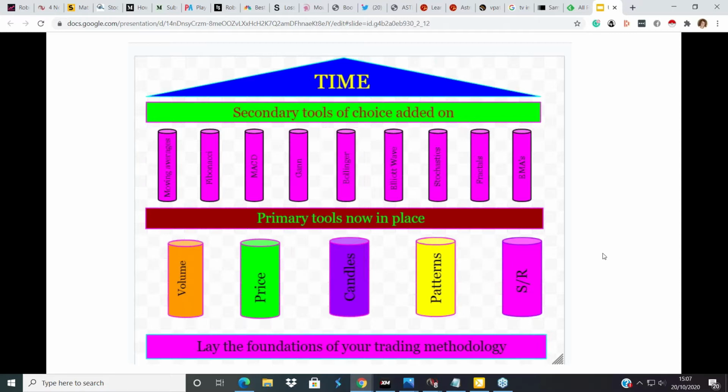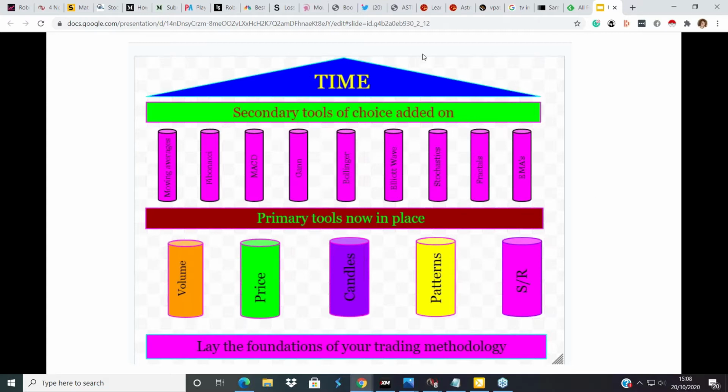Then you can add on top of that, to help you with your analysis, what we call your secondary tools of choice. It doesn't mean they're second best, they are tools, and they have been developed to help you with trading, not only trading decisions, but also making sense of what you see on the chart, the structure of the chart. And these are the tools that most traders are familiar with. We've got moving averages, Fibonacci, etc. We've got fractals, etc., etc.